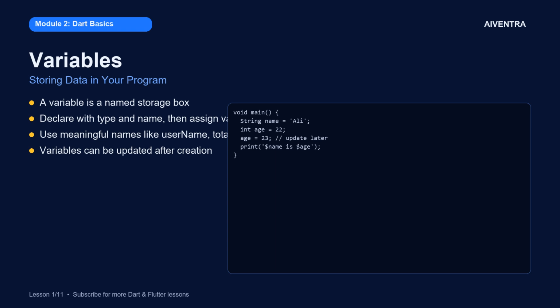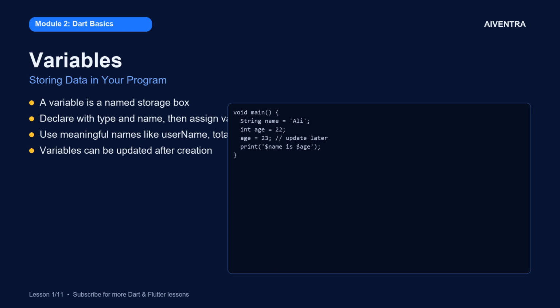Welcome to Module 2, Dart Basics. In this lesson, we start with variables, one of the most important ideas in programming. A variable is simply a named place in memory where you store a value so you can use it later. Think of it like a labeled box. You write a name on the outside, and inside you put some data. Whenever you need that data again, you just use the name.